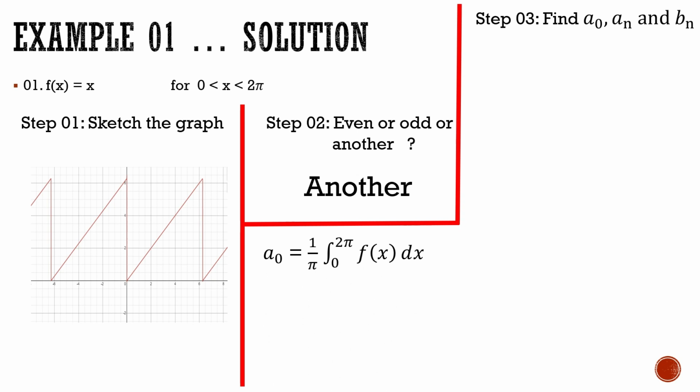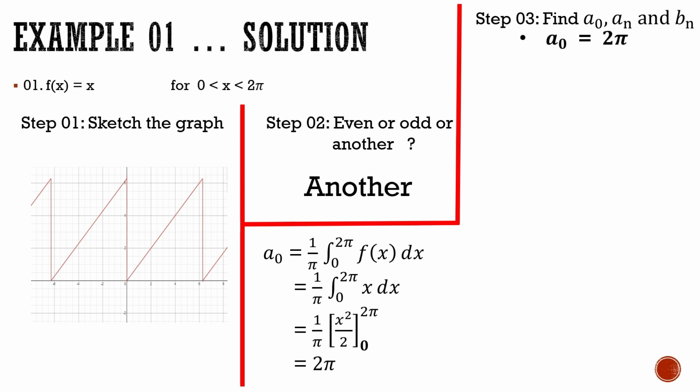a0 equals 1/π ∫ from 0 to 2π of f(x) dx. Then we have to substitute f(x) as x. That is equal to 1/π ∫ from 0 to 2π of x dx. After simplifying this equation, we can get the final answer a0 is 2π.